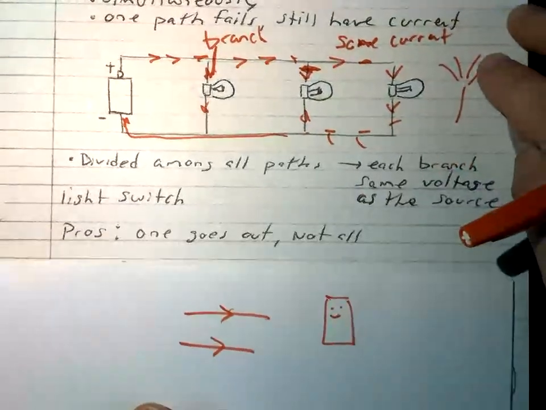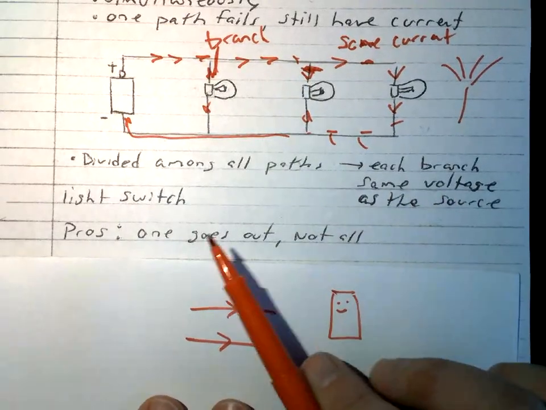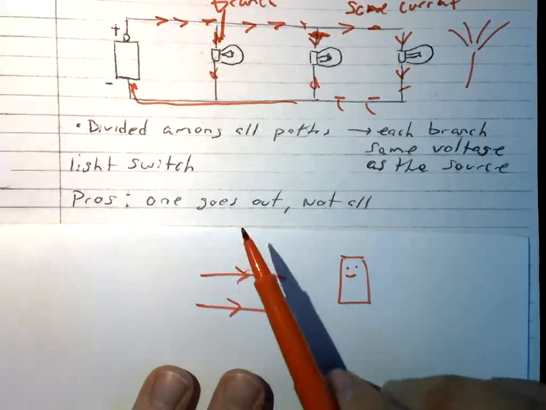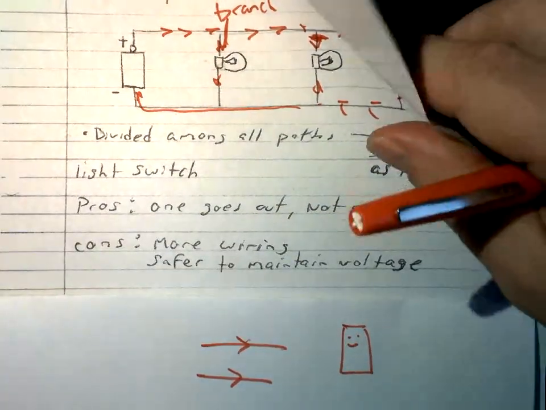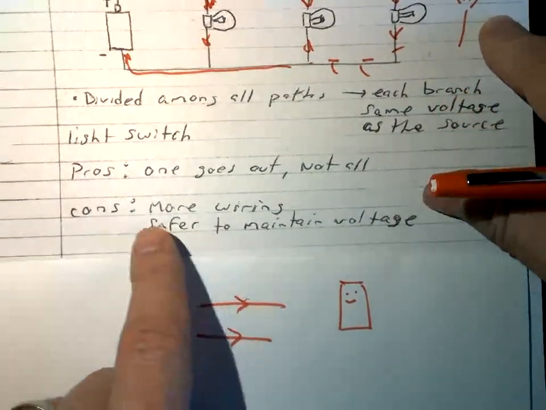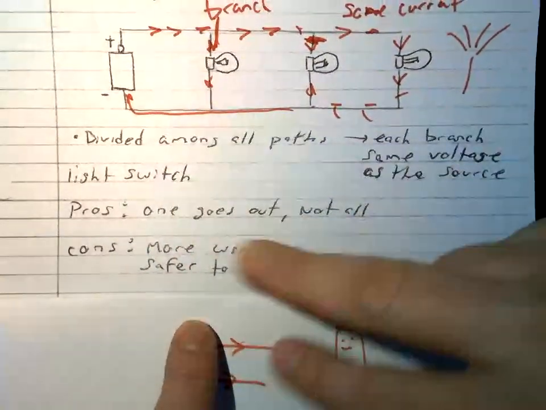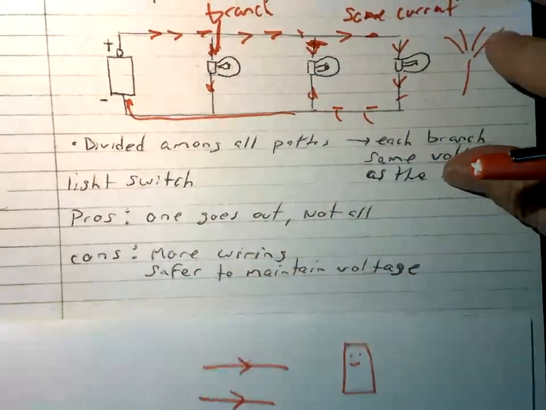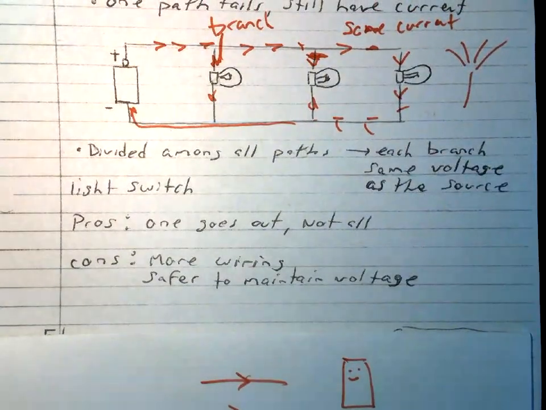So the idea is that each branch has the same source, like a light switch. The pro is that if one goes out, not all go out. The con is that there's so much more wiring, and it's safer to maintain the voltage. That might not be a bad thing, but in your house there's so much wiring going on. It just makes your mind go, oh my God, these guys are good. And so what we're going to do today is go through some examples and see what both of these require.